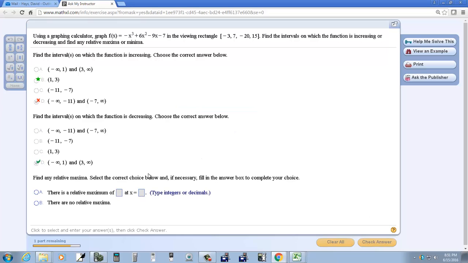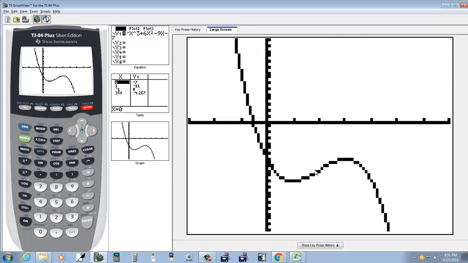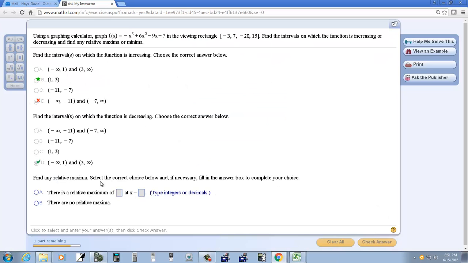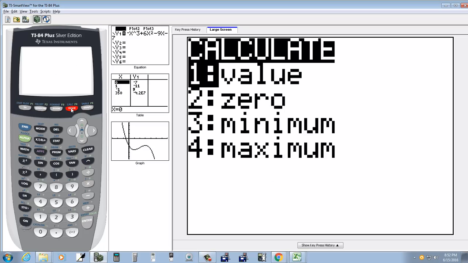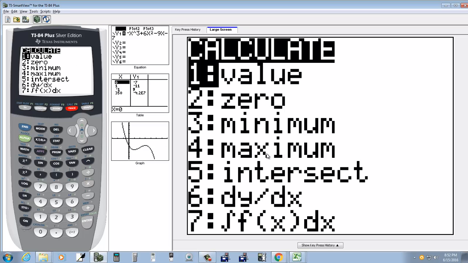Now it says find the relative extrema. And the question is whether this has to be exact or we're estimating it. Now, what's this asking? Relative max. So here's a high point. And this is where our graph changes from increasing to decreasing. And it looks like I have no clue what it is. There's little tick marks over here. So what I can do is I'll do second trace. And I want to choose maximum, number 4.